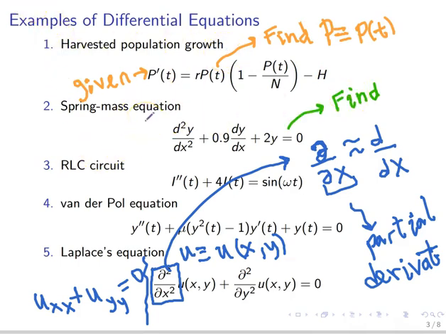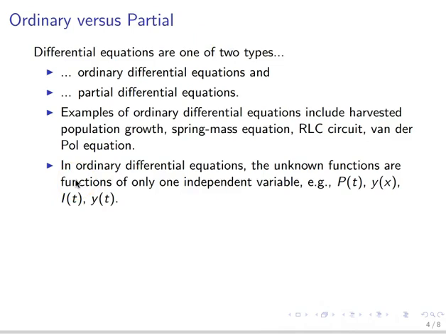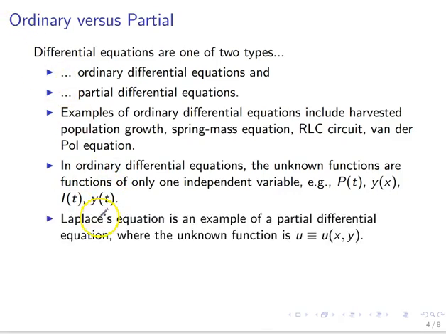For the spring mass equation, the unknown function here is y, so given that differential equation, we would like to find that function y. And similarly for the RLC circuit and the van der Pol equation, we would like to find the unknown function. So in ODEs, the unknown functions are functions of one independent variable. In those previous examples, that was the case for P as a function of t, y as a function of x, I as a function of t, and y as a function of t. For the partial differential equation that we visited, Laplace's equation, the unknown function u is a function of two variables, x and y.